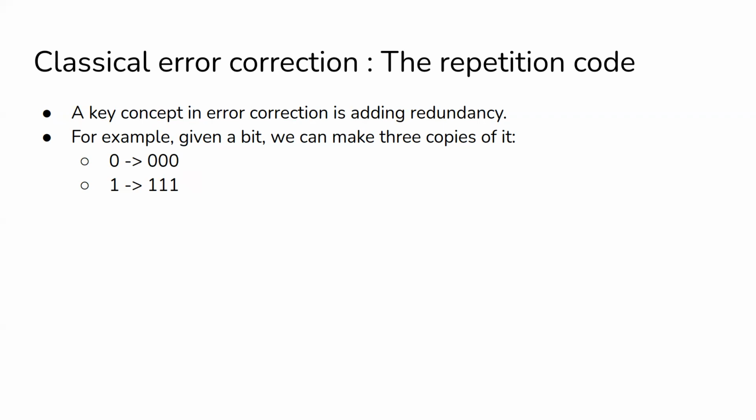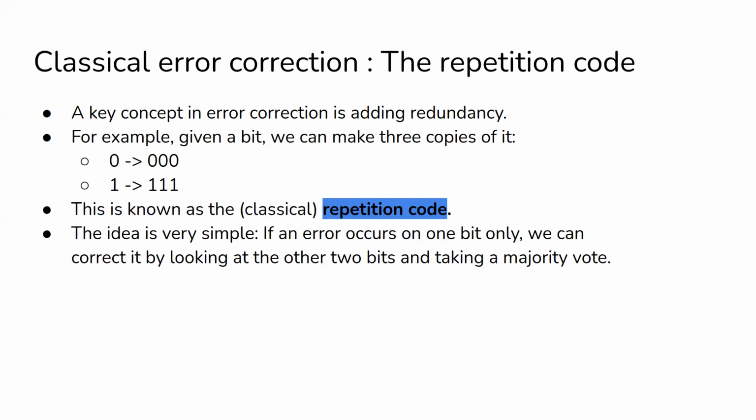that's the idea. We're going to transmit bits over some noisy channel, and instead of just sending 1, let's send 3, and let's hope at least 2 of them survive. If 2 of them survive, then we can take a majority vote. Whatever the majority vote is will be our correction. Very simple idea. This is known as the classical repetition code.